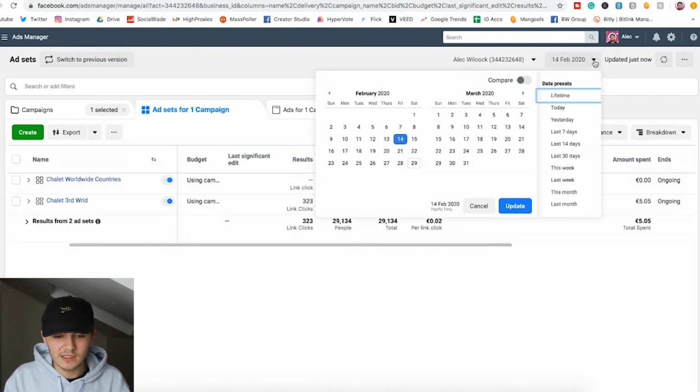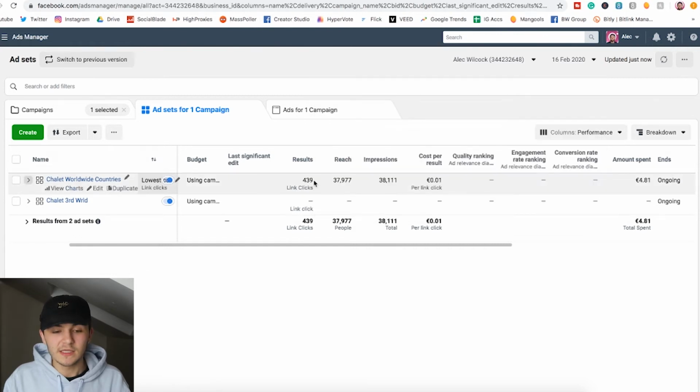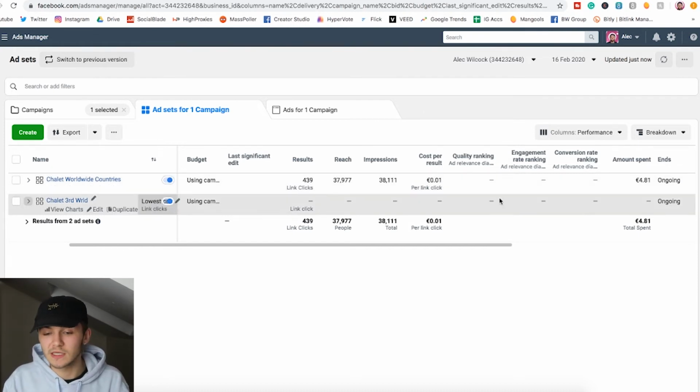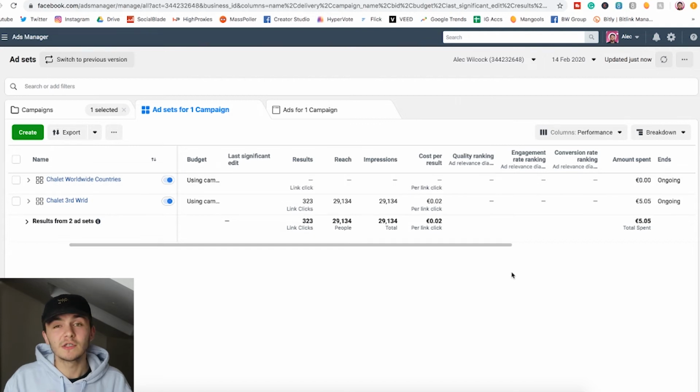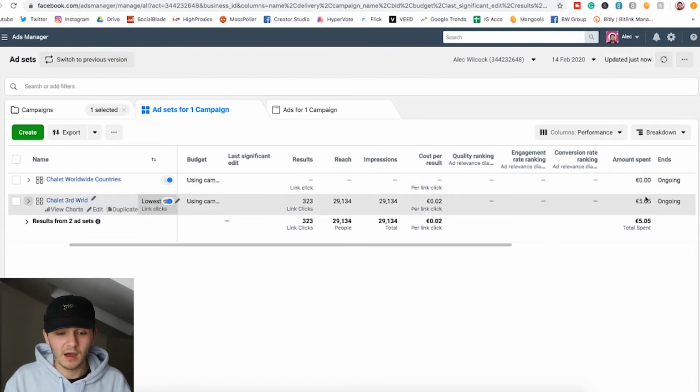Now, if I go to, let's say, the 16th of February, I think the other ad was running. So as you can see here, I reached 37,000 people and I got 439 link clicks. And as you can see, the results were 0.01 euros per link click, so that's 1 cent. That was only with a total of €4 and 83 cents spent. So again, if I just go back to the 13th, with €5 spent, I got a reach of 30,000. So that's 7,000 less by spending like 20 cents more, and I got less link clicks.